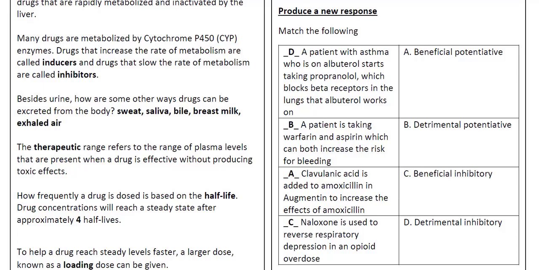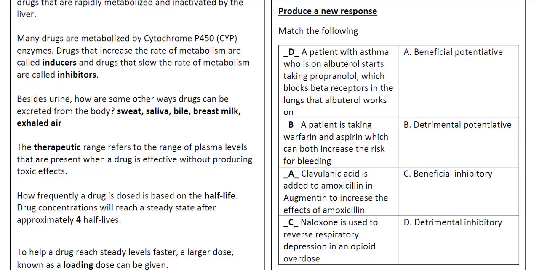On the other hand, a beneficial inhibitory interaction could be when naloxone is used to reverse respiratory depression in an opioid overdose. The naloxone is used to inhibit the opioid and stop the overdose symptoms.